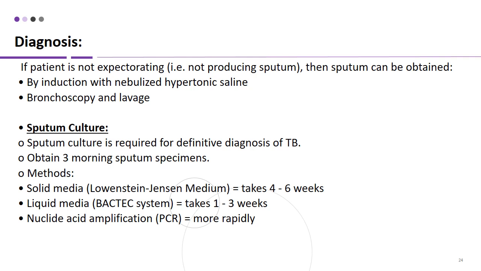Sputum culture is required for definitive diagnosis of TB. So 3 morning specimens should be collected. The methods can be any one of the following: solid media, also known as Lowenstein-Jensen medium, which takes 4 to 6 weeks. Liquid media, BACTEC system, takes 1 to 3 weeks. And nucleic acid amplification, which is called PCR, is done more rapidly. You need to memorize the name of the medium because it is also important.